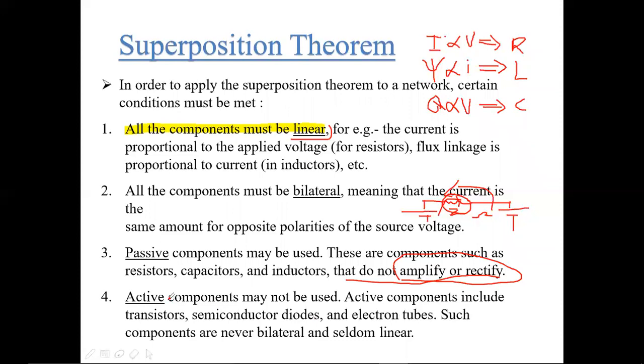Here, that is not active sources. I said components means I included active components, meaning transistors, semiconductor diodes, electron tubes. Such components are never bilateral and seldom linear. So these are not bilateral. I said clearly these are only unilateral devices, meaning they can act only in one direction of current. If a reverse current comes across that element, it will be open circuited.